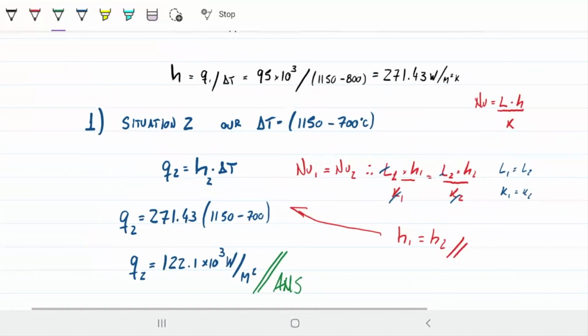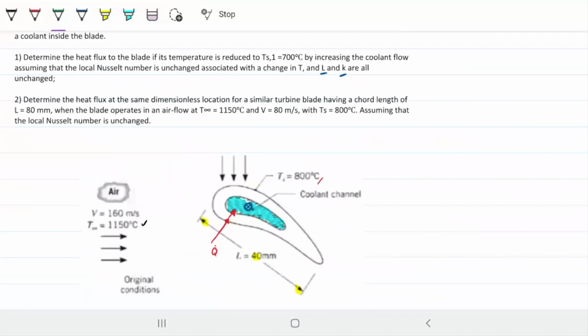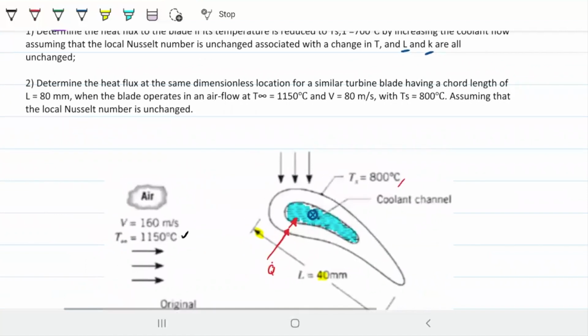As for the second part, let's read the second part. Determine the heat flux at the same dimensionless location for a similar turbine blade. Okay, watch out for this. Having a chord length of 80, so we're increasing the chord length. Now we have a blade that's bigger, that's 80 now. When the blade operates in an airflow at 1150 Celsius, velocity of 80 meters per second, and surface temperature of 800, assuming that the local Nusselt number is unchanged.